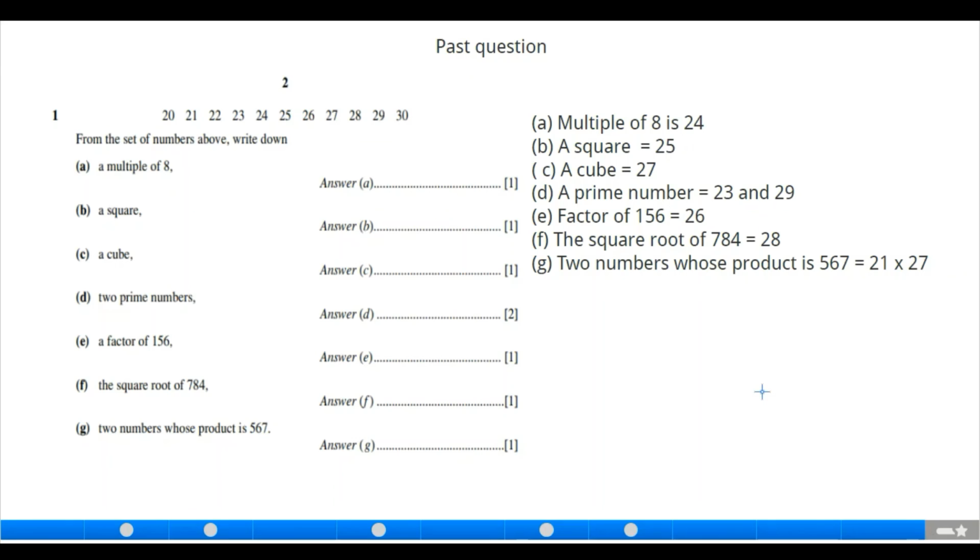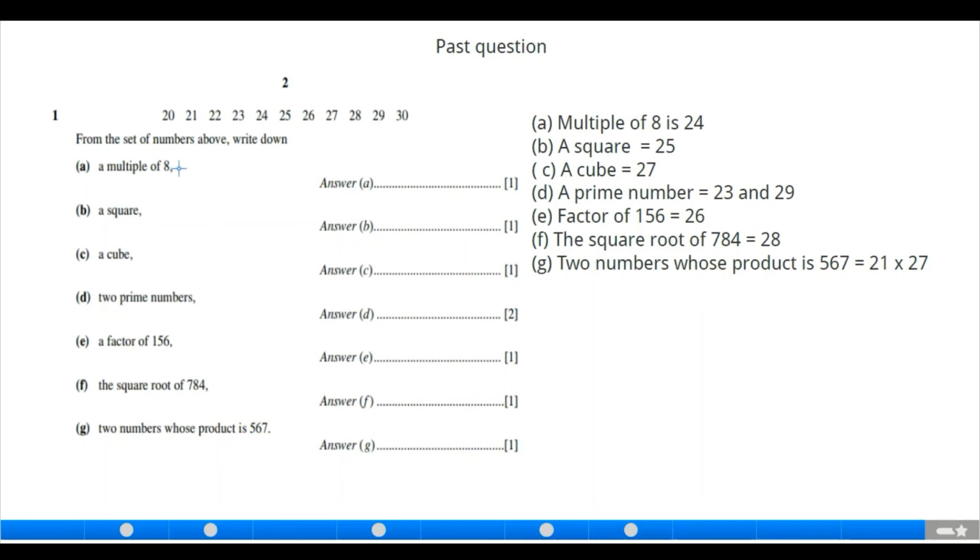Okay, this leads us to another past question. We have this series of numbers here from 20, 21 to 30, and from these numbers we are to write a multiple of 8, a square, a cube, 2 prime numbers, a factor of 156, the square root of 784, and 2 numbers whose product is 567. So we are going to break them down one after the other.